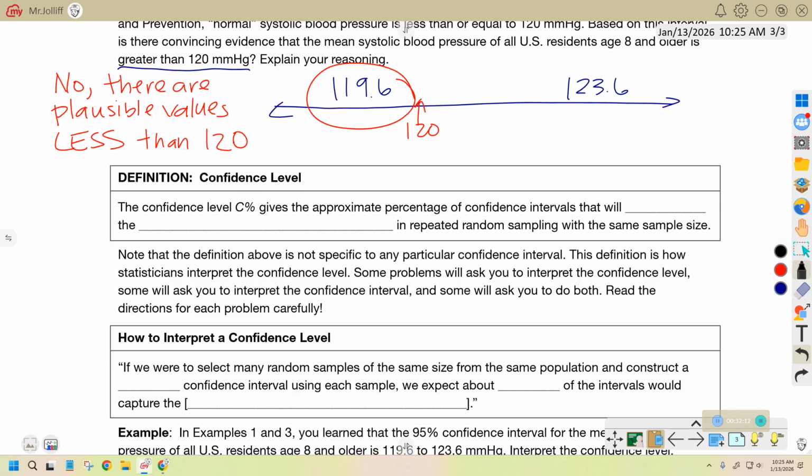So our confidence level, we've been using 95% for all our examples, gives the approximate percentage of confidence intervals that will capture the population parameter in repeated random samplings of the same size.